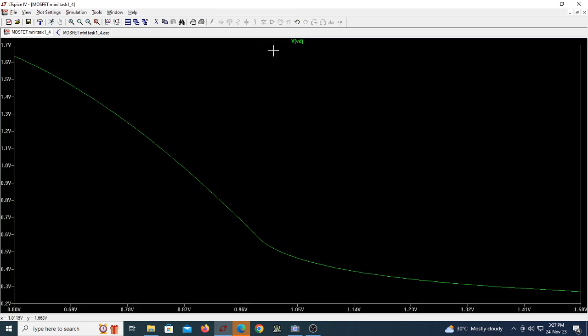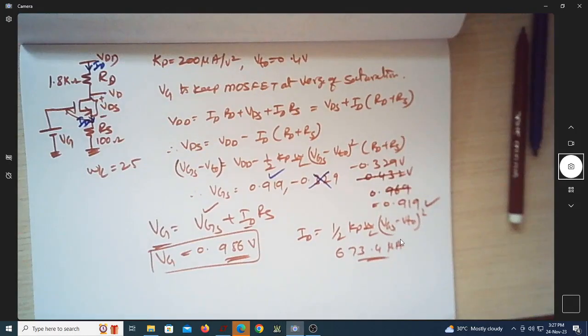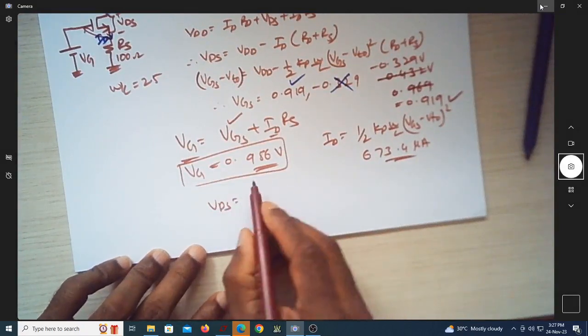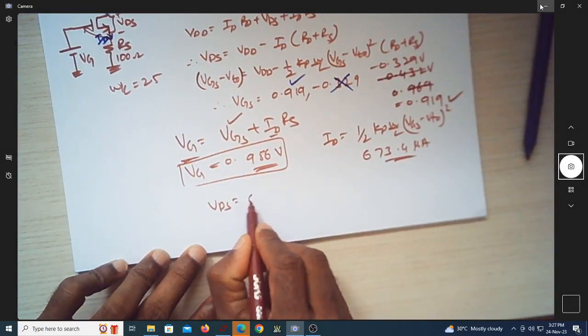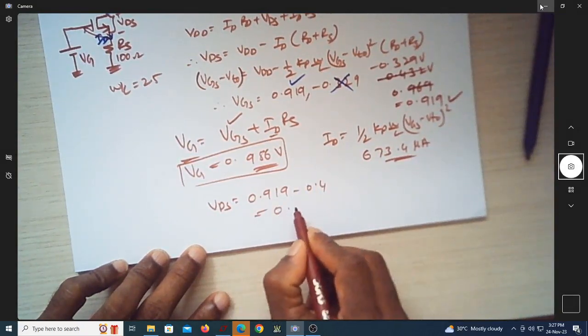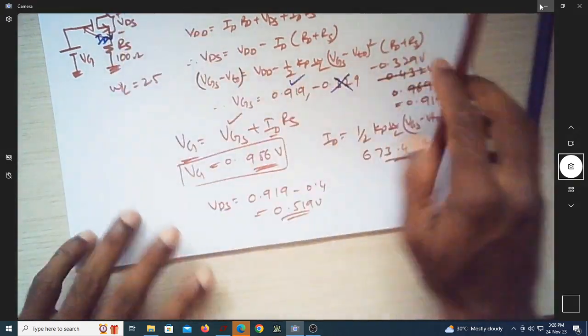Now we will just track this. This is actually VG. So when VG is equal to 0.986, what will VDS be? VDS is equal to what? 0.919 minus 0.4, which is nothing but 0.519 volts. So this is VDS, and I have to measure the differential voltage.